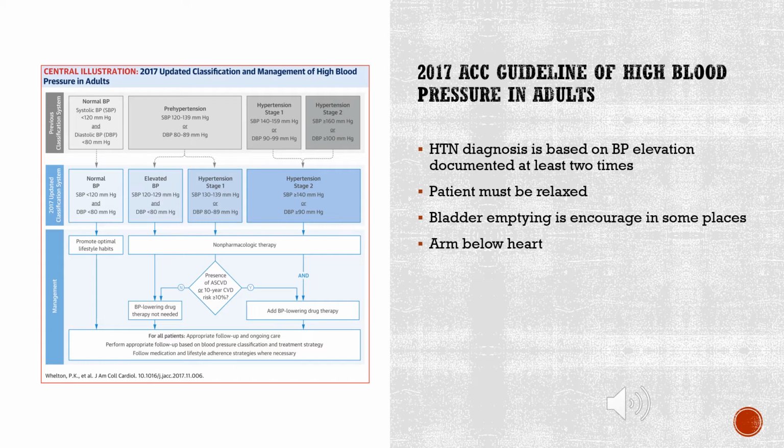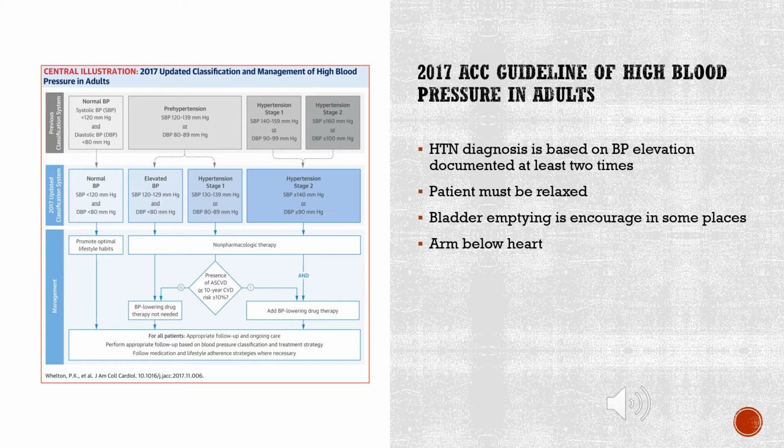Hypertension stage 2 would include those patients who have greater than 140 systolic blood pressure and greater than 90 diastolic pressure. We're really worried about these patients, and we want to make sure that we are adding drug treatment in addition to non-pharmaceutical treatments such as exercise and change in lifestyle, as I've mentioned before.